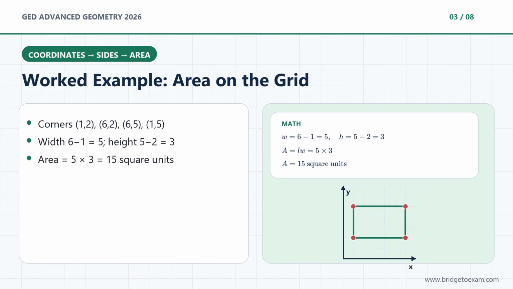Let's work one, slowly. A rectangle has corners at (1, 2), (6, 2), (6, 5), and (1, 5). Step 1, the width. Subtract the x values. 6 minus 1 is 5. Step 2, the height. Subtract the y values. 5 minus 2 is 3. Step 3, the area. Length times width. 5 times 3 is 15. So the area is 15 square units.